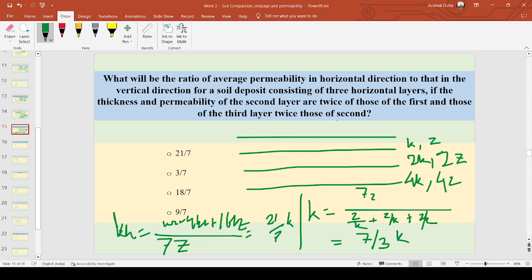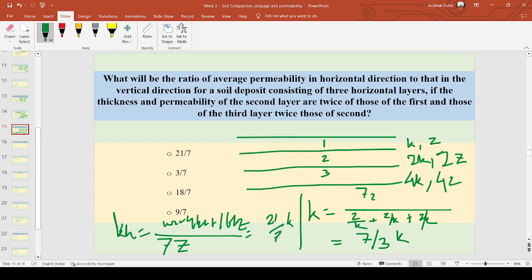See, it is a stratified deposit. It has 3 layers, layer 1, layer 2 and layer 3. For layer 1, I consider the value of thickness and permeability to be Z and K. Now I have said in the question that in the second layer it is twice of those of the first layer. That is K becomes 2K, Z becomes 2Z. Now in the third layer it is twice of the second. That is 2K becomes 4K and 2Z becomes 4Z. Right? So this is K and Z, it is 2K and 2Z, it is 4K and 4Z. We have the value of permeability and thickness.